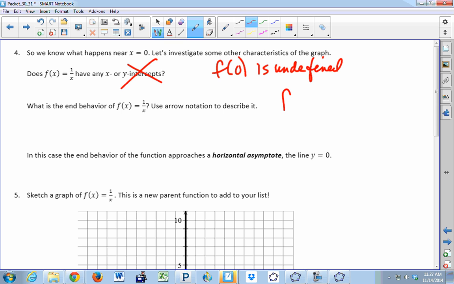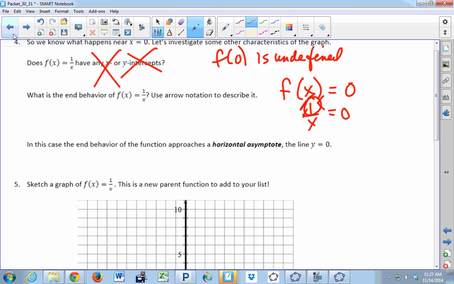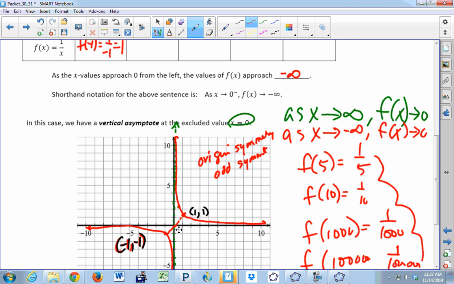Well, to have an x-intercept, you ask, what's the value of x that makes my function equal to 0, my y value equal to 0? My function's 1 over x. When can 1 over x equal 0? Never, because the only way that could equal 0 is to have a 0 in your numerator. That's never going to happen because your numerator is 1. So you have no x-intercept and you have no y-intercept. If you look at this function, you don't cross the x-axis, you get really close to it, and you don't cross the y-axis.